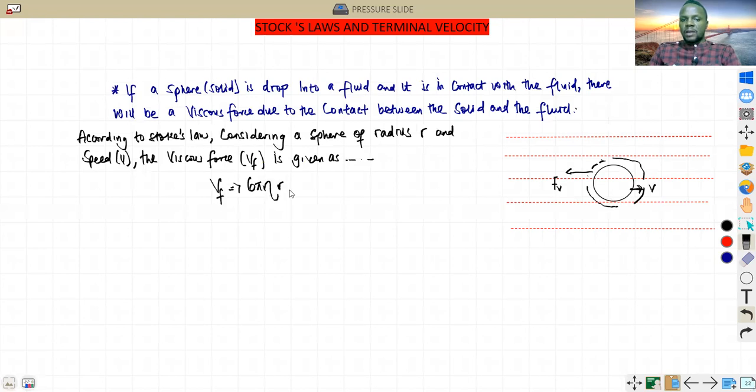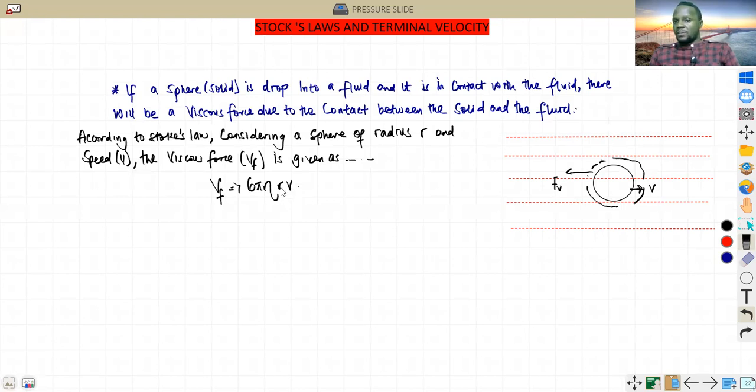Now, my dear students, I'm not going to go into the derivation of this formula because it is mainly based on an experiment. So according to Stokes' law, the viscous force acting between the layers, of a solid that is dropped inside a fluid that is flowing, is given by 6 pi eta r v. The student should be careful about the parameters: this is the viscous force, you understand, and this is the velocity.